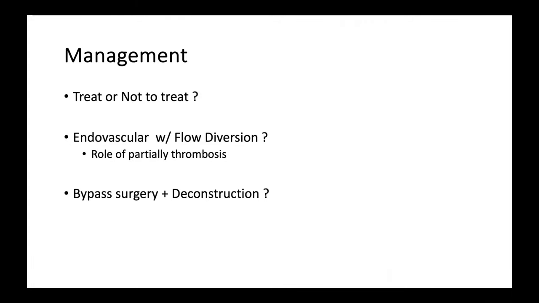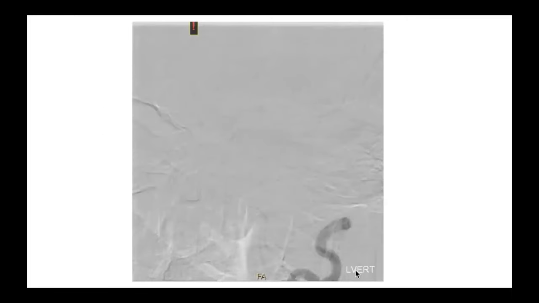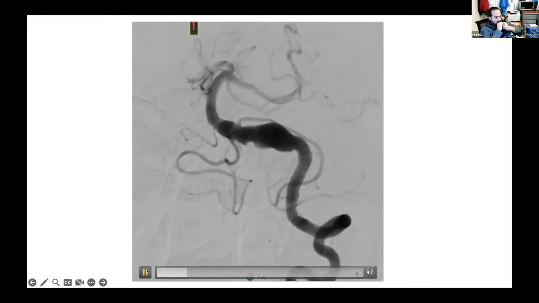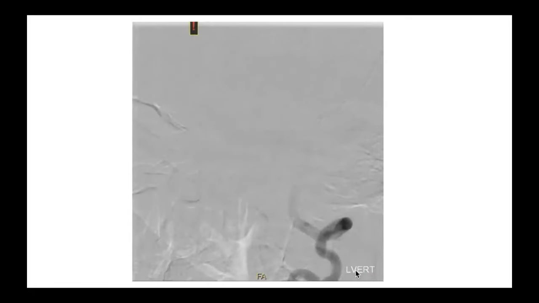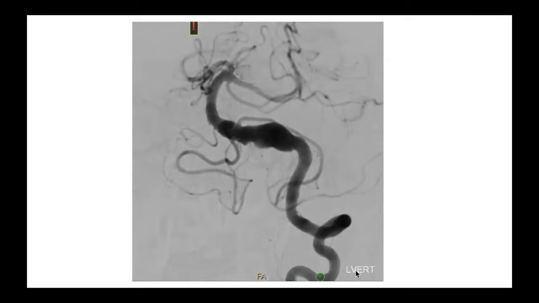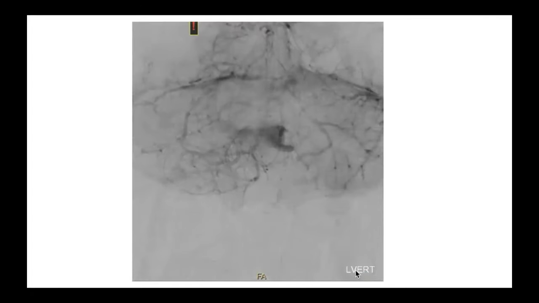I'm wondering what your comments are when dealing with a partially thrombosed aneurysm versus the first case, where there didn't seem to be significant thrombosis. Or would you consider bypass surgery and deconstruction of the aneurysmal segment? There's no right vert, correct? I'm sorry? There's only one vert, right? The other is non-existent, correct. Okay, it ends in the spinal muscular branches. And I think this one, I don't know what they did, but this is a potentially salvageable case.